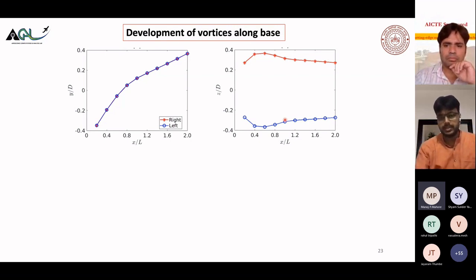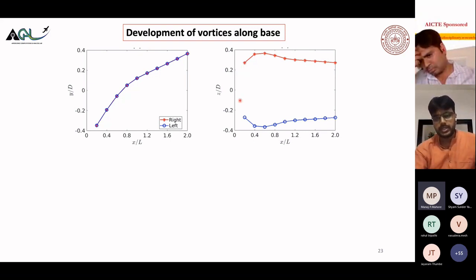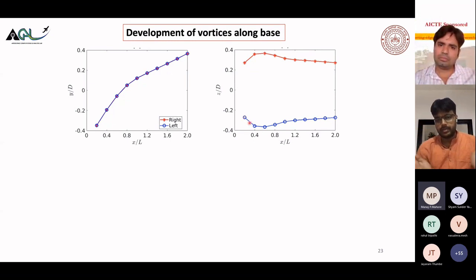That G is basically, you can think of it as, the span in the y direction. As you would expect, they start developing symmetrically around the symmetry line, around the center line. So that's how they start, and then they go a little bit.